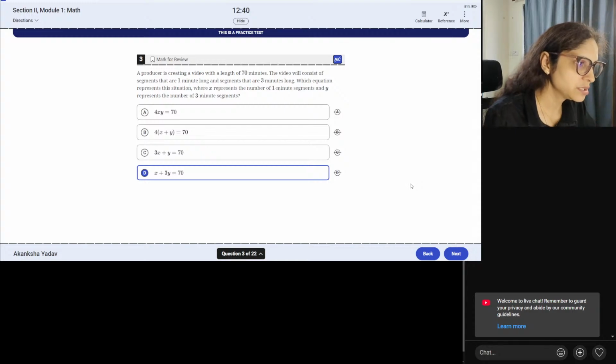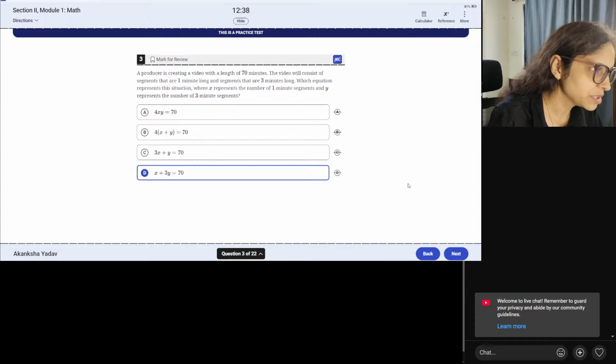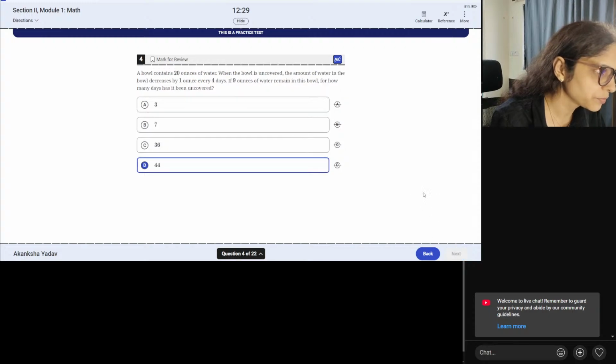Total length is 70 minutes. 1 minute is x segments. So x times 1 is x. 3 minutes are y segments. So 3 times y. X plus 3y is equal to 70.